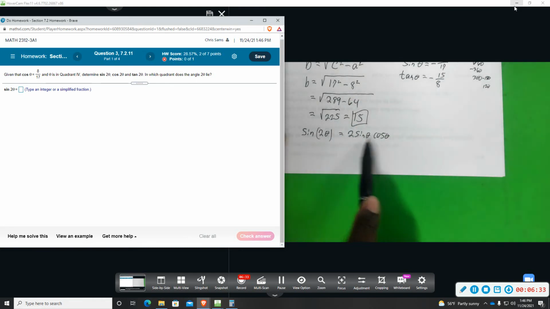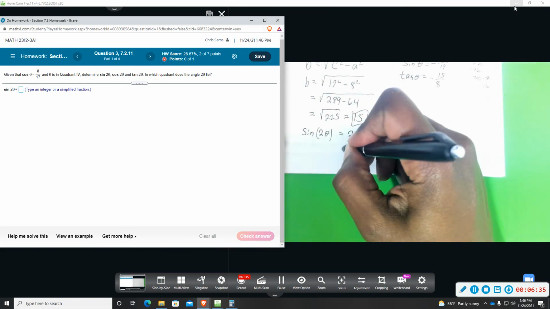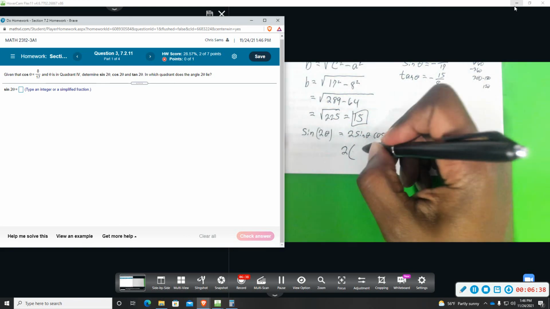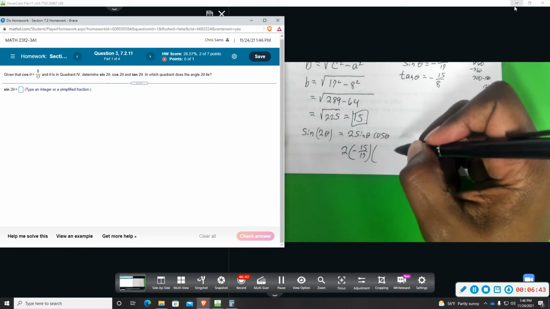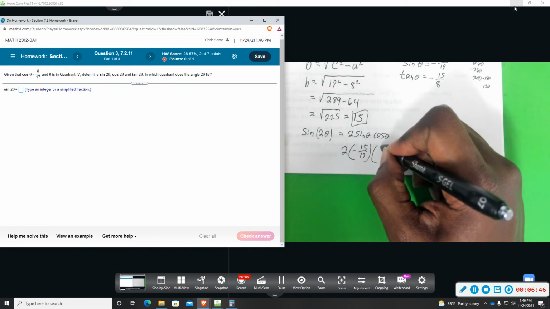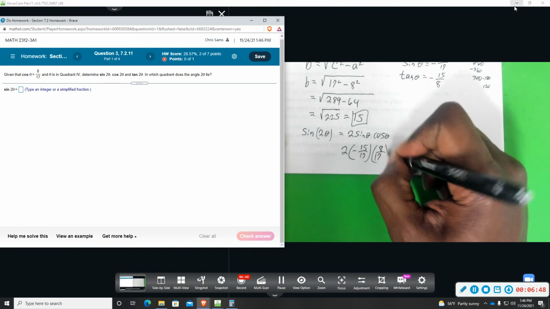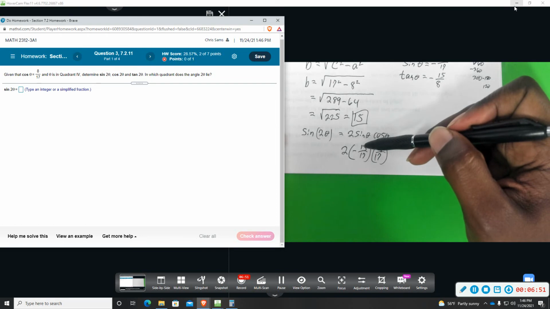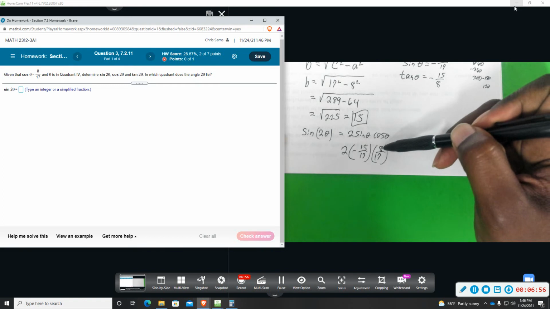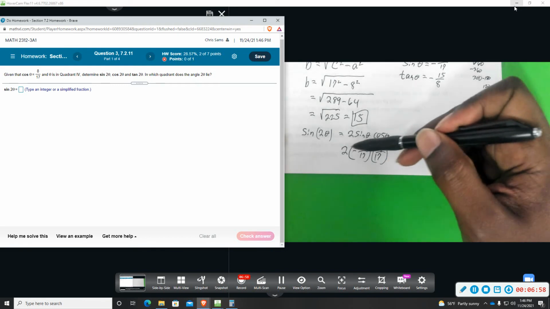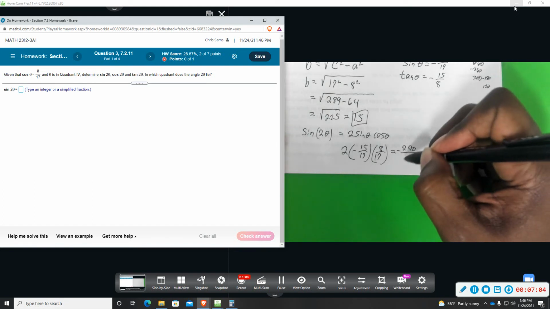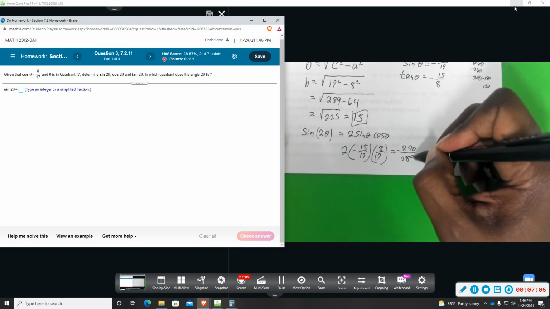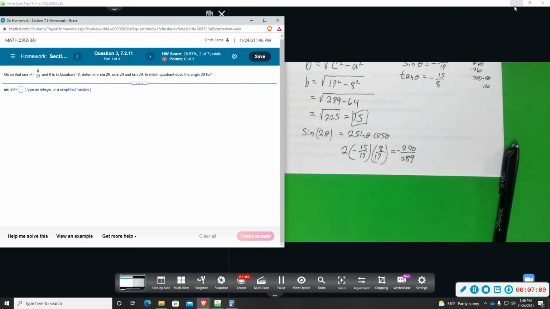So we're going to do 2 times those 2 values. So 2 times negative 15 over 17, and then 8 over 17. So if I do 8 times 15, 120 times 2 is 240. That'd be a negative over 289. So negative 240 over 289.